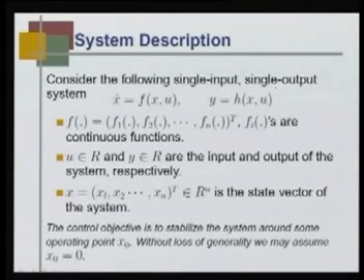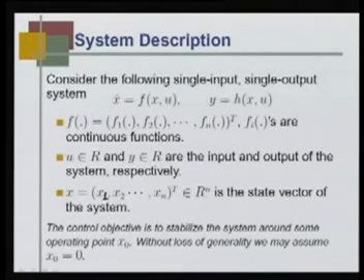Consider the following single input single output system: x dot equals f(x, u), y equals h(x, u), where f and h are nonlinear functions. Here f is an n dimensional vector, as this is an n dimensional state space, and u and y are the input and output of the system respectively. x = [x1, x2, ..., xn] in R^n is the state vector of the system.